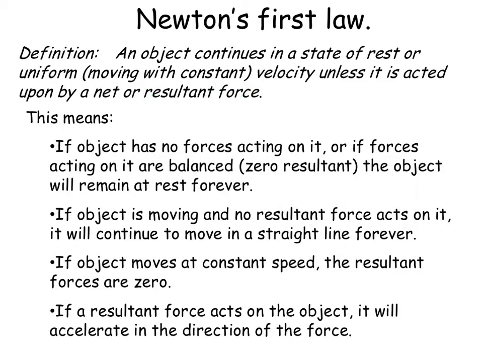So what does that mean? If an object's got no forces acting on it or if the forces acting are balanced, then the object remains at rest forever. So you can think of the typical book on the table. It's not going anywhere. If an object is moving and no resultant force acts on it, it will continue to move in a straight line forever and ever and ever. And this is the concept of perpetual motion. Motion that goes on forever and ever.